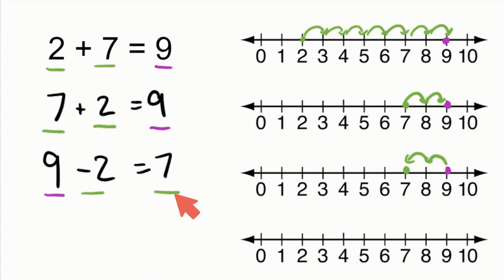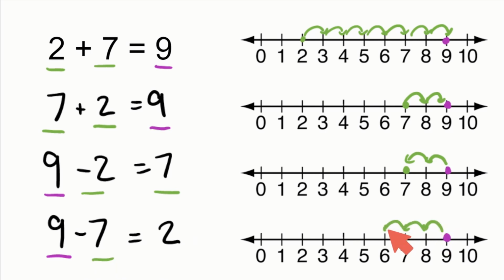Is there any other equation I can write involving these numbers? Well, the last equation I can write would be 9 minus 7 equals 2. And I can check this is true because if I start at 9 and I move left 7, 1, 2, 3, 4, 5, 6, 7, minus 7, I see that I'll land at 2.